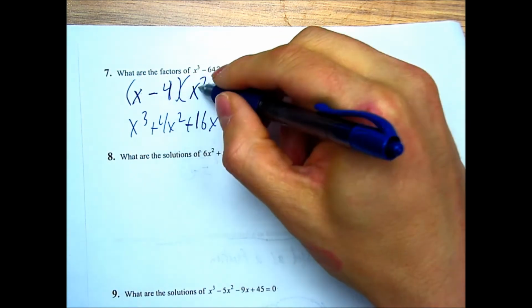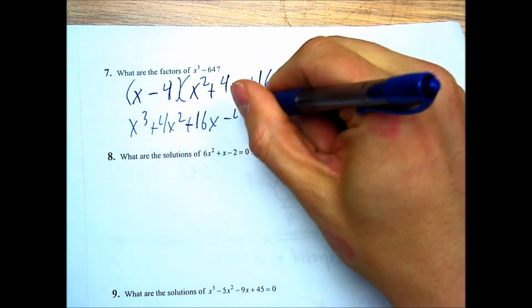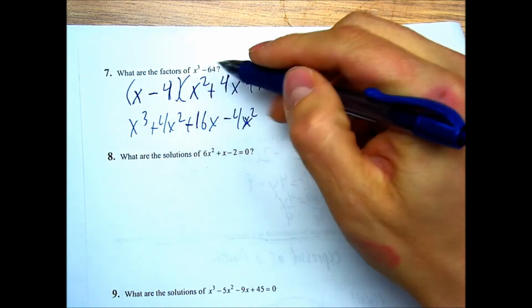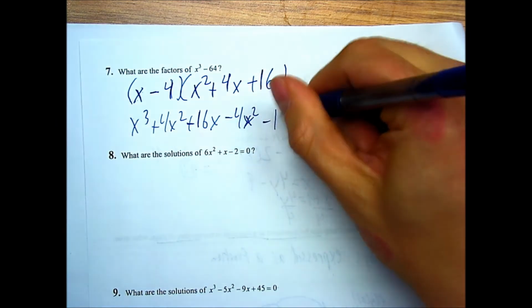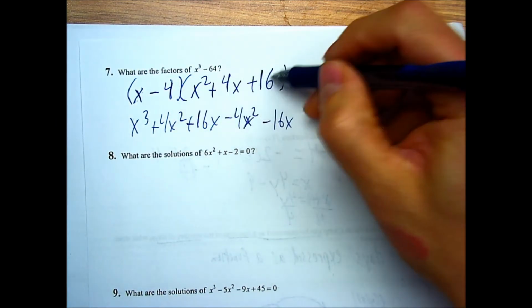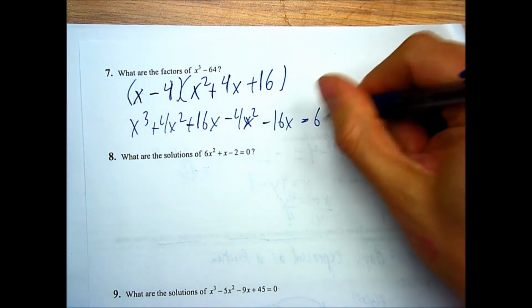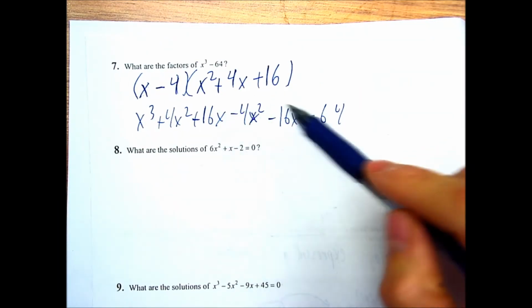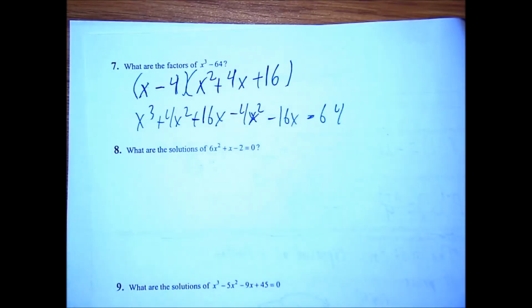Negative 4 times x squared is negative 4x squared. Negative 4 times 4 is negative 16x, and negative 4 times 16 is negative 64. Notice how all of the middle terms are opposites. 4x squared, negative 4x squared, 16x, and negative 16x.